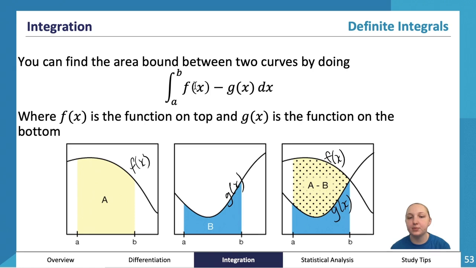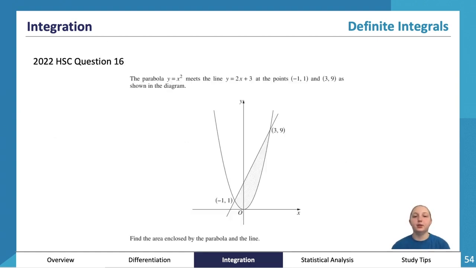f(x), so the function on top, minus g(x), which is the function on the bottom. Okay, so if we're considering this one here, our f(x) is whatever function has the line on top, g(x) is the function with the line on the bottom. And then you literally subtract, so whatever the actual equation is for f(x) minus the actual equation for g(x), you get one final equation that you can then integrate between the limits. Okay, this is best, I think, explained through an example.